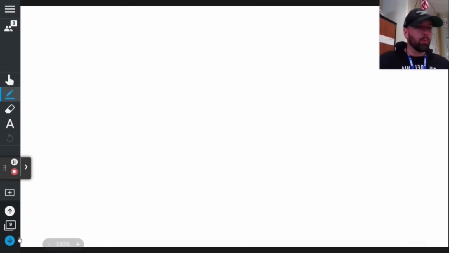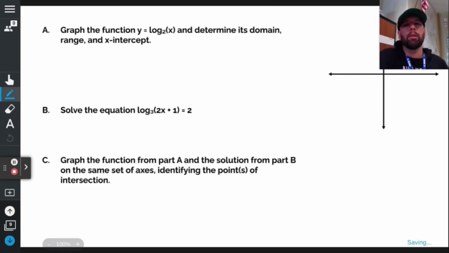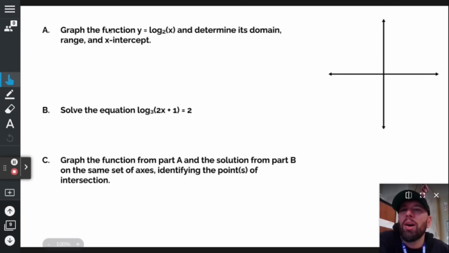Moving along, and we're moving. Oh, didn't I just do this? I did. Okay. Graph the function y equals log base 2 of x and determine its domain.